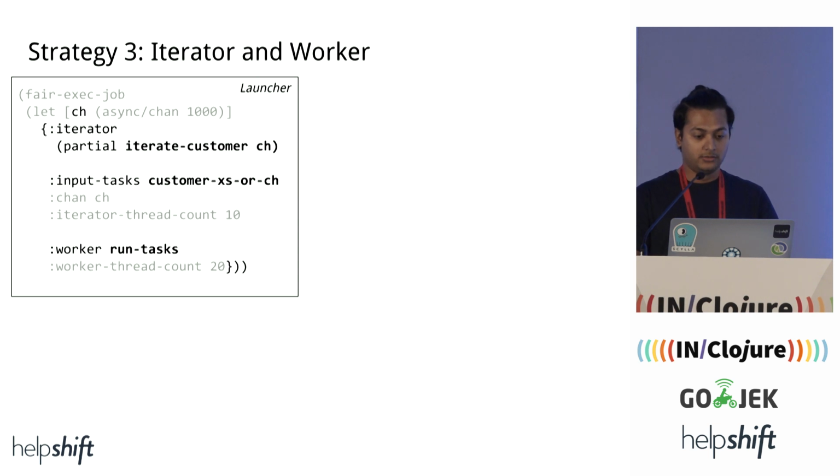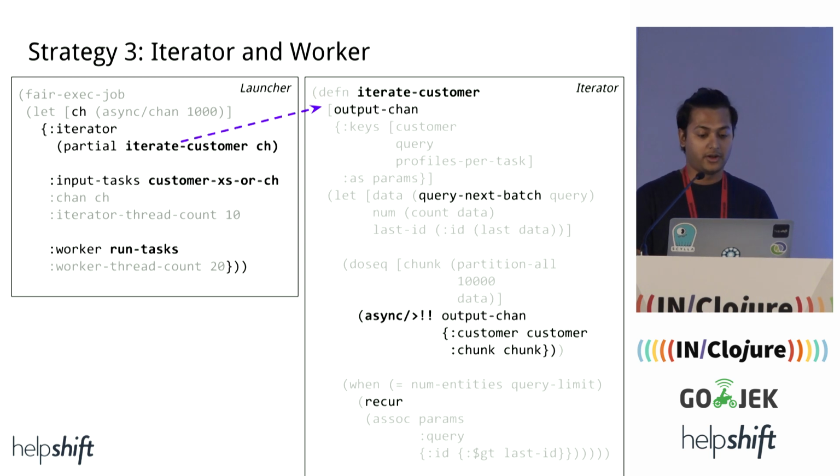So let us look at how this looks in code. Suppose you're writing a job using this framework. First, we write a launcher which announces that there is the iterator function, there is the worker function, and there are the tasks that the job gets as a whole. That is going to be our months of data for each customer. Once we have announced this, we write the iterator function.